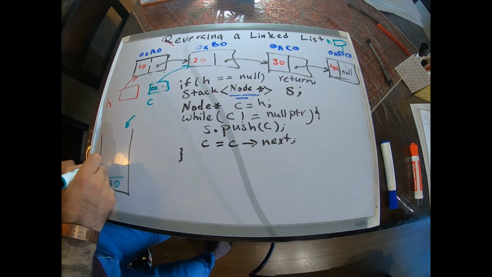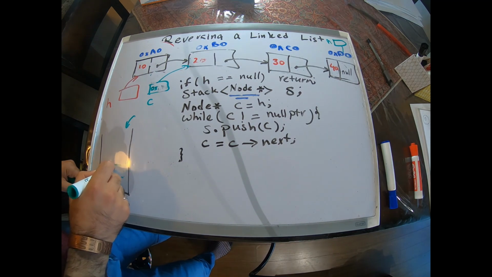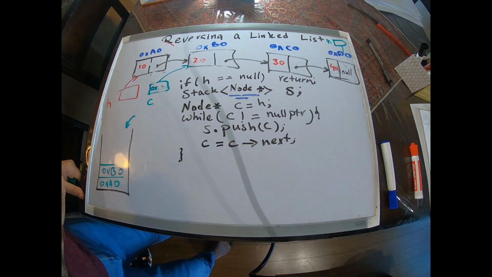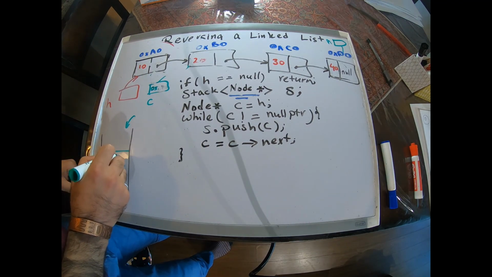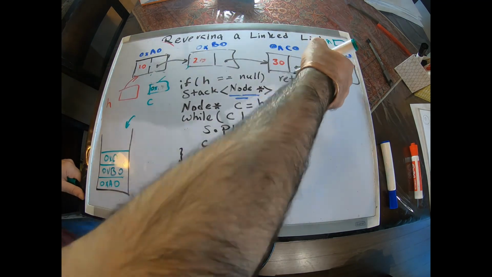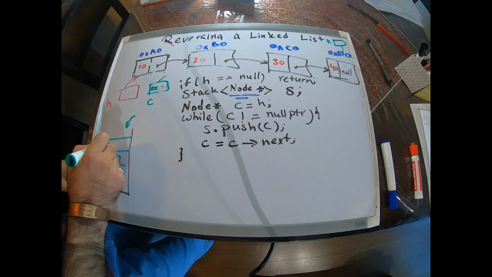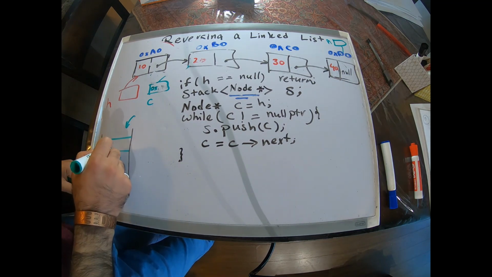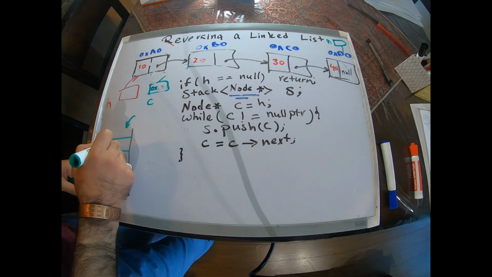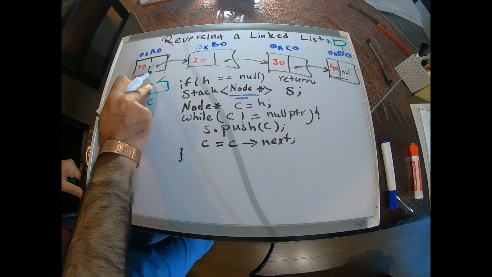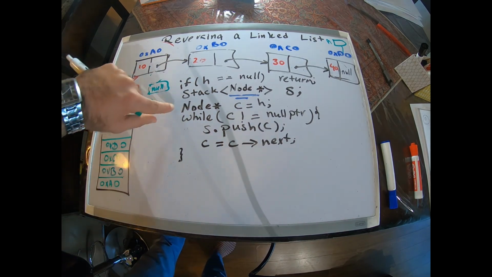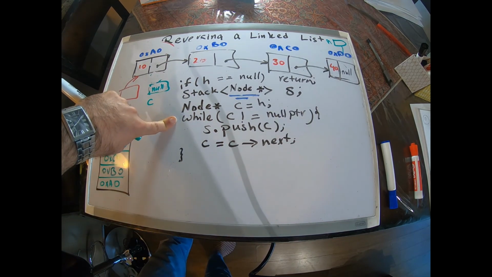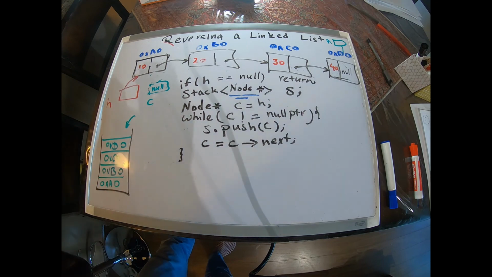Then C is gonna point to this one. We're gonna stack 0xB0. Then it's gonna go here, it's gonna become 0xC0. Then it goes to the last one, 0xD0, and finally becomes null. At this point, we're done with this loop. We don't need to do anything else.